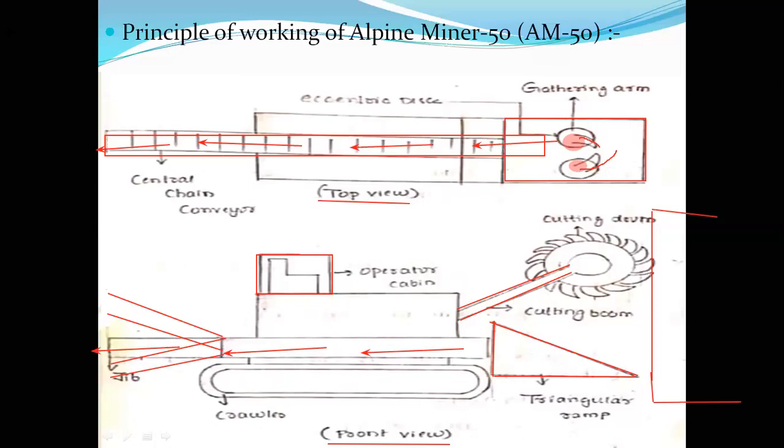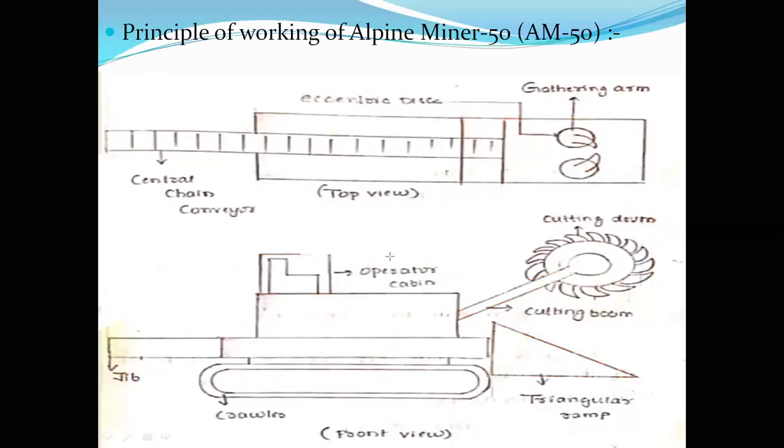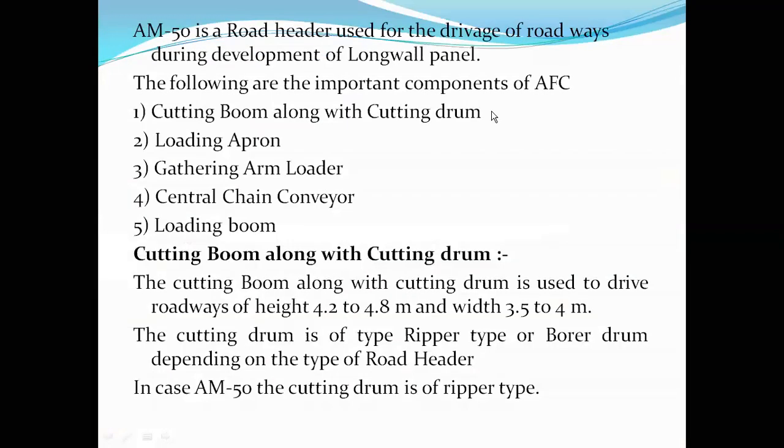Let me clear this. Look here. AM50 is a road header used for the drivage of roadways during development of a longwall panel. The following are the components now.